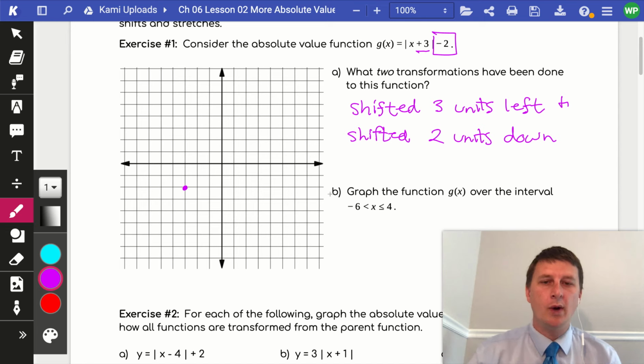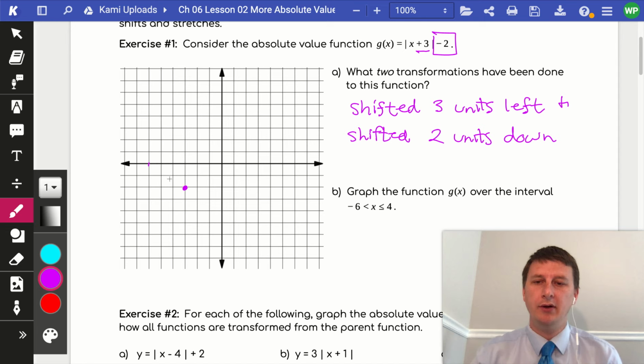Now let's take a look at where we want to graph this, because it says to graph the function over the interval from -6 to 4. Notice how -6 is not included in the interval because there's no equal sign under the inequality. But 4 is included in the interval because there is an equal sign under that inequality. So let's find where -6 is. -6 occurs right here. So we're going to go up to this point on our graph, but we're going to not include it. So we do that by using an open circle.